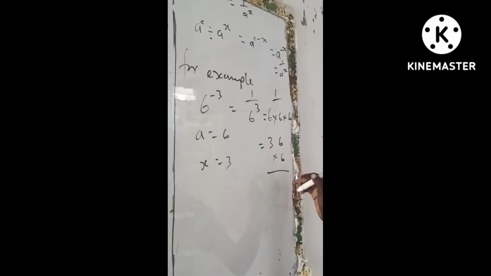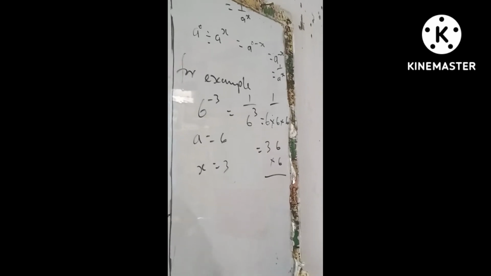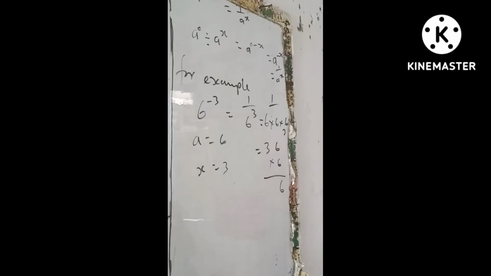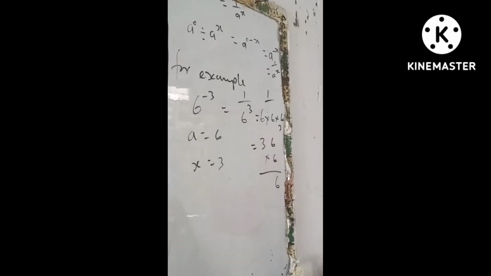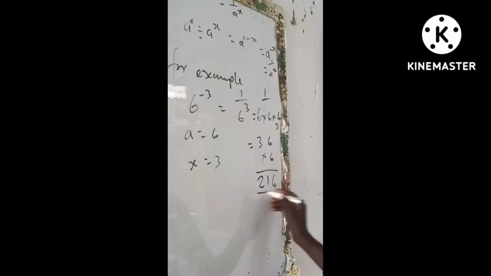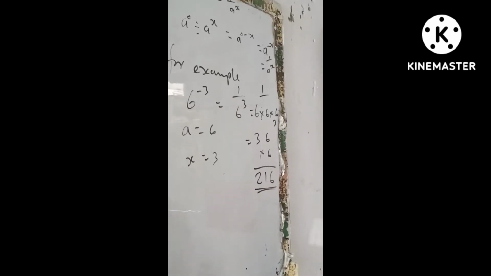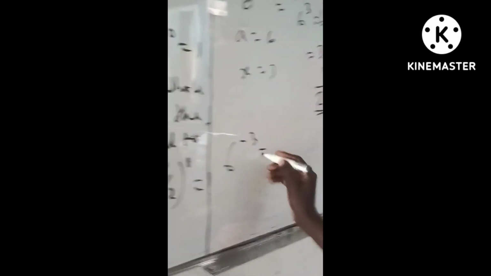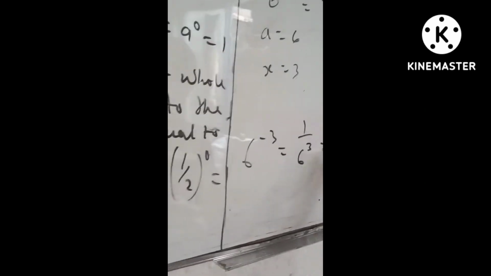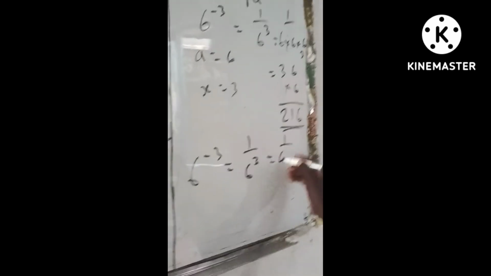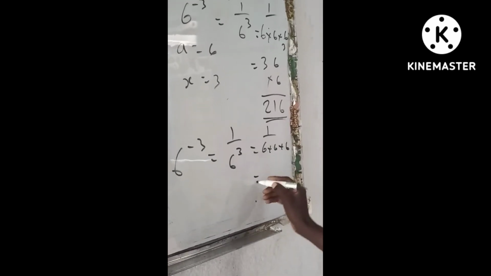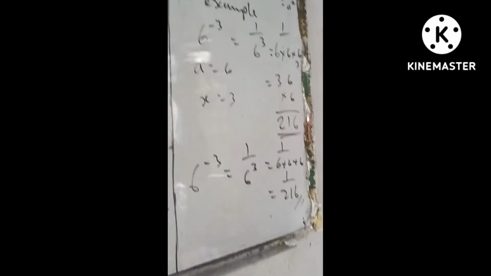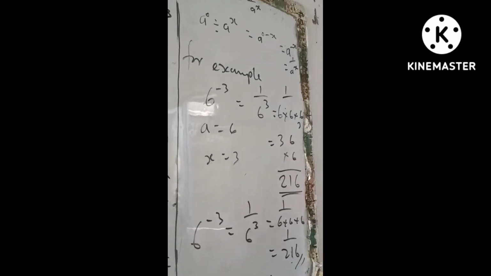Let's work it out. 6 times 6 is 36. You write down 6, carry 3. Now 6 times 3 is 18. 18 plus 3 is 21. That is we have 216. So that means finally we have 6 raised to the power minus 3 can be written as 1 over 6 to the power of 3, which is equal to 1 over 6 times 6 times 6, which is equal to 1 over 216. So this is with respect to the fifth law of indices.